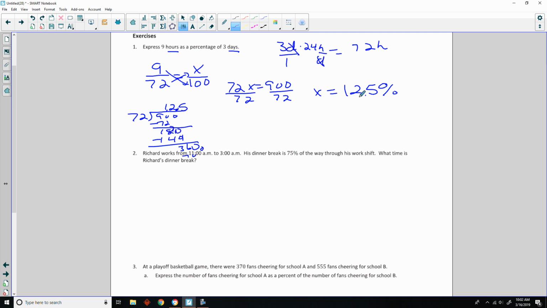So 12.5%. 9 is 12.5% of 72. Yes, that's correct.